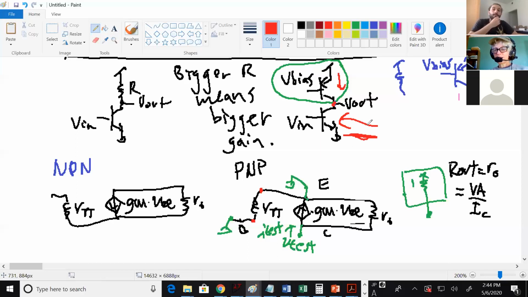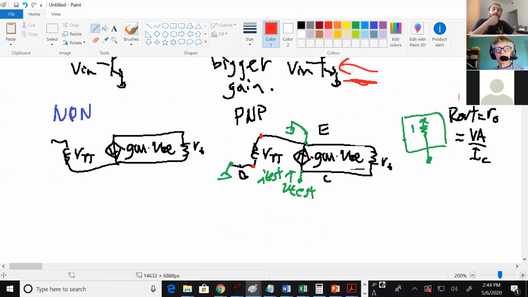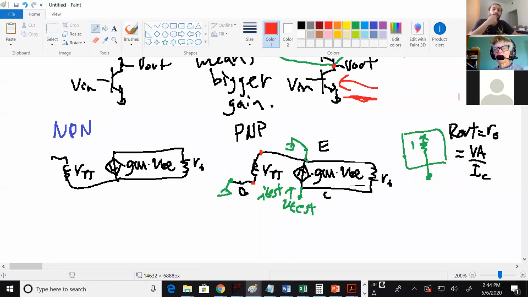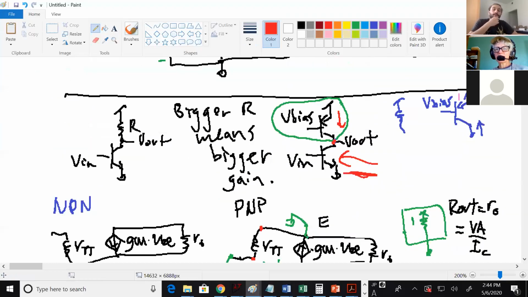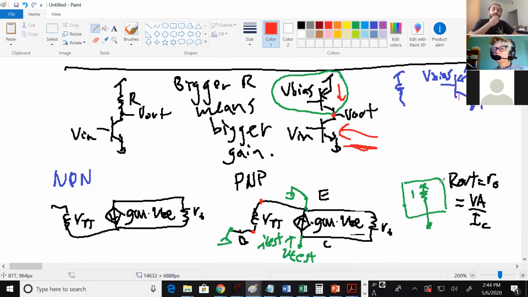Okay, all right. Looking at this active load, what's a way to make this R look bigger? Remember, it's this R, the perceived resistance. When you change the current through it, the voltage changes a lot if it's a big resistor. So how could I increase gain? In other words, how could I make this look like a bigger resistor?